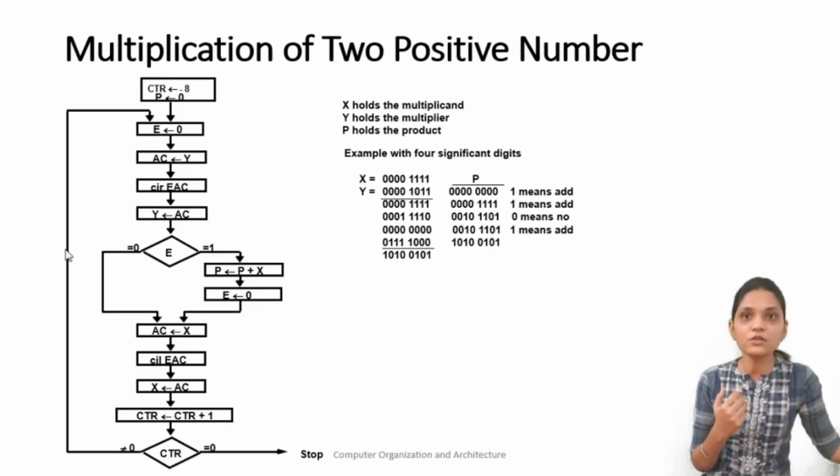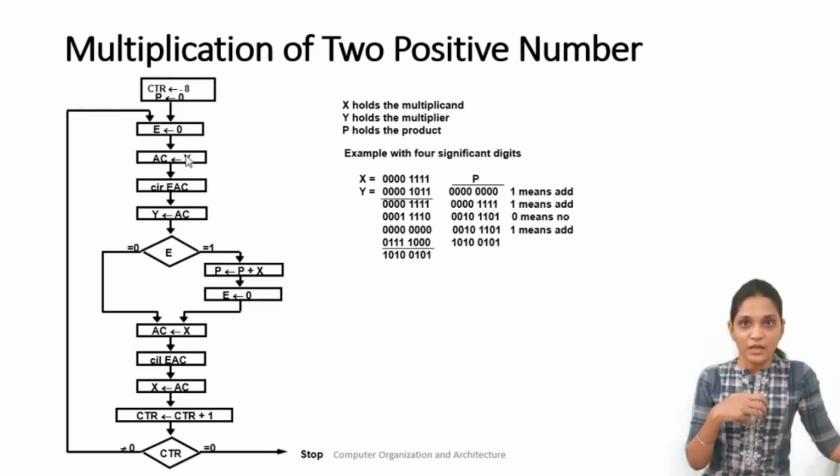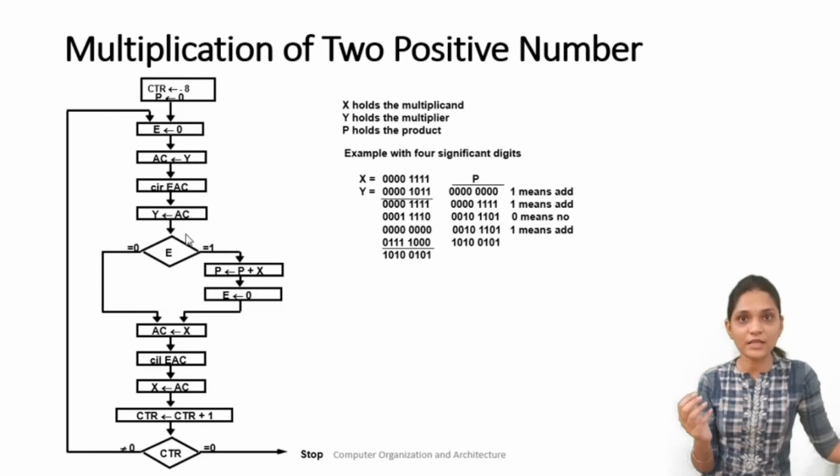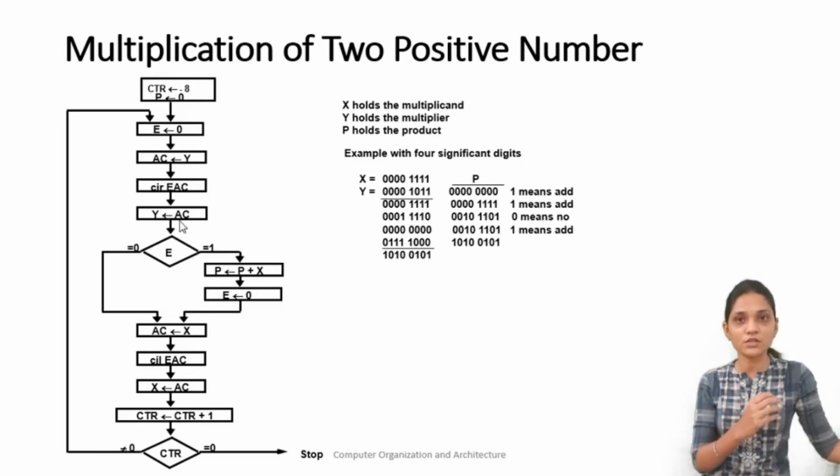If it is not 0, then do the same operation a second time. First clear the E flag, then put the multiplier into the accumulator, then shift it, then store the shifted version to that location, then check for the carry flag.